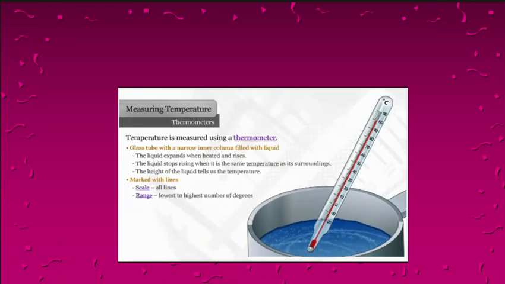The range of a thermometer is the number of degrees from the lowest number on the scale to the highest number. Each line is a division. Some thermometers have numbers corresponding with each line. Too many numbers make the thermometer difficult to read, so most thermometers only have numbers that correspond to some of the divisions.